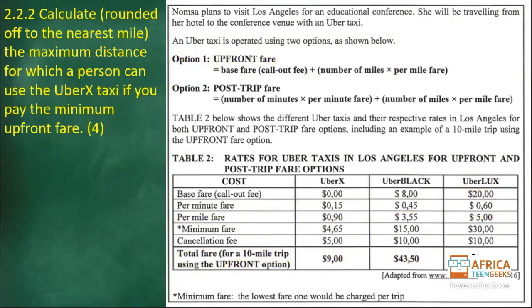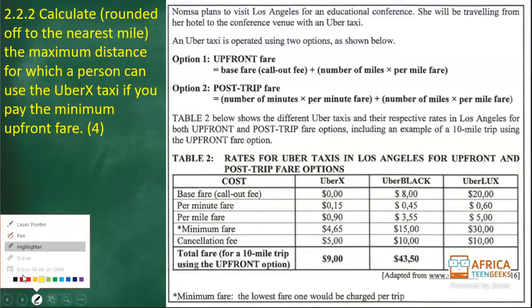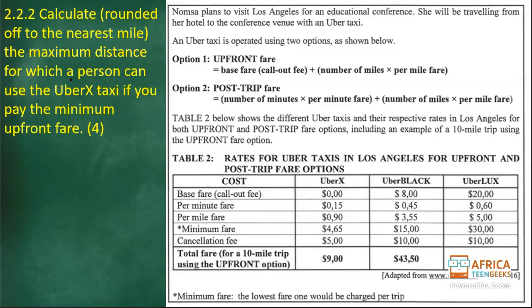And then 2.2.2: calculate, rounded off to the nearest mile, the maximum distance for which a person can use the Uber X taxi if you pay the minimum upfront fare. So what are we looking for? We are rounding off to the nearest mile, right? The maximum distance for which a person can use the Uber X taxi if you pay the minimum upfront fare.